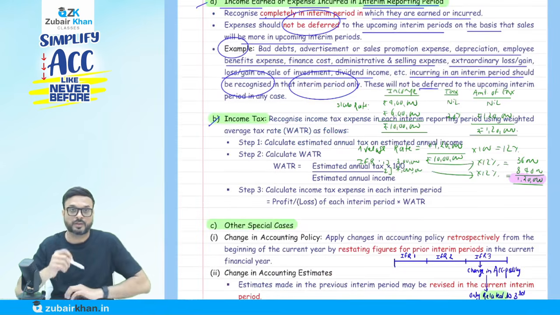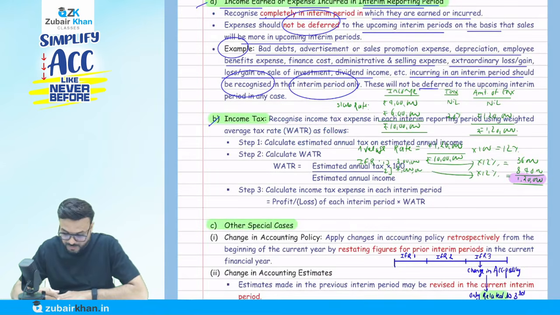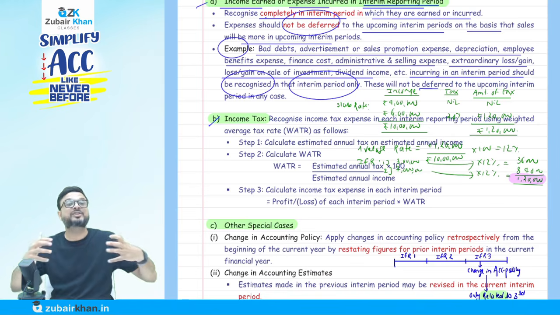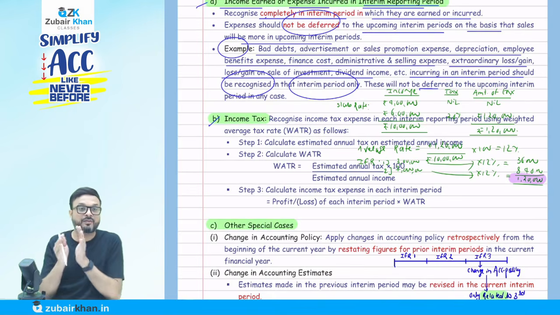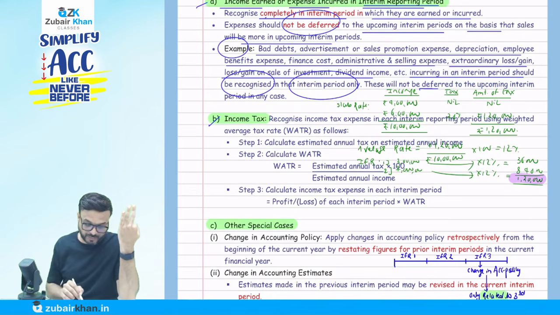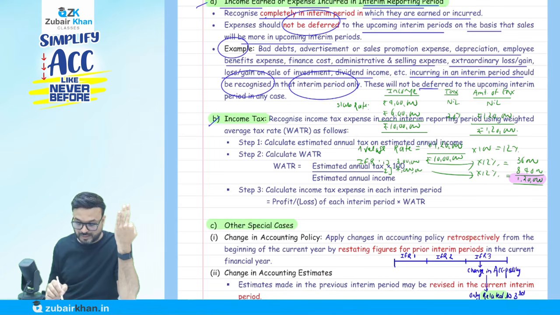Now 3 lakh multiplied by 12% is 36,000. 7 lakh multiplied by 12% comes to 84,000. If I do the total here, it comes to 1,20,000. Here also it is 1,20,000, but this is a proper distribution of the tax. So we have to take the average rate of tax. What are the steps? There are 3 steps. First, calculate the estimated annual tax on the estimated annual income.